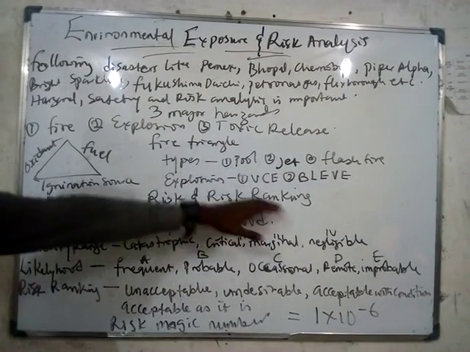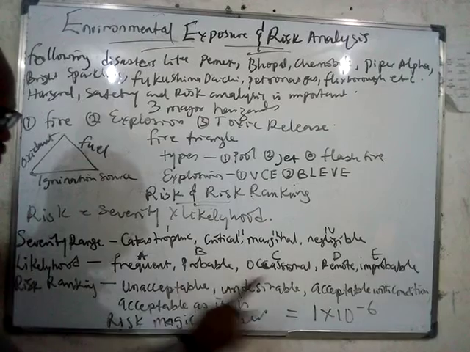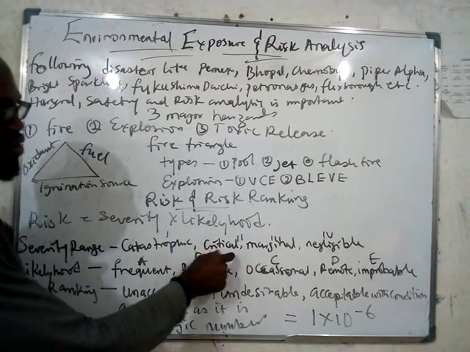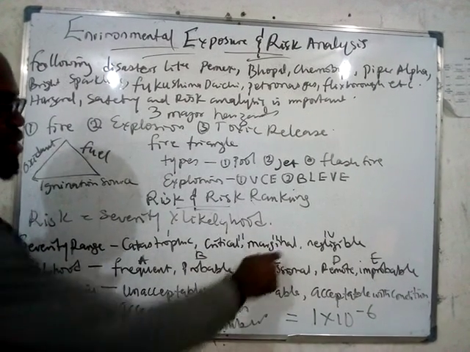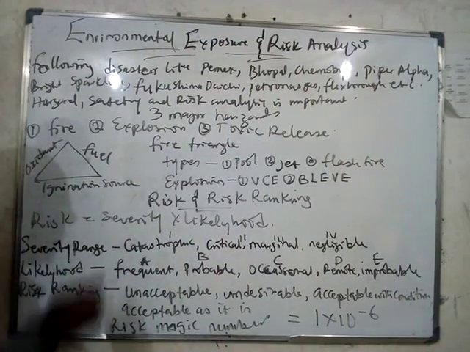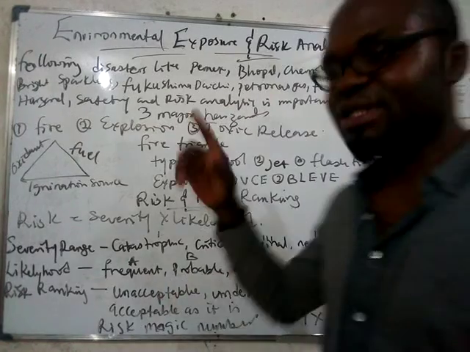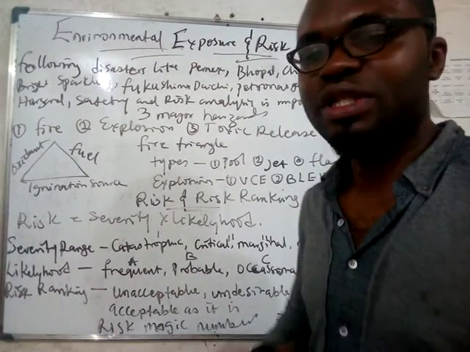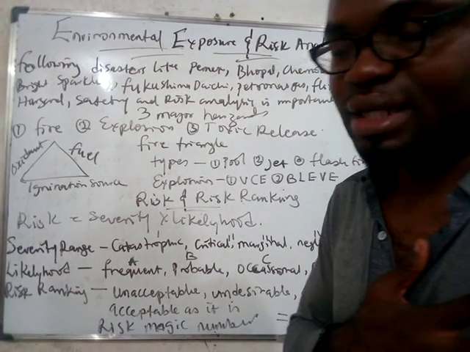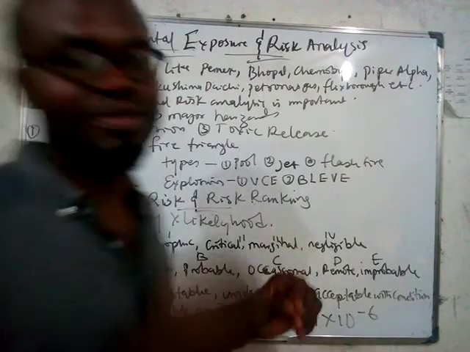And in risk ranking, you have the severity range, which ranges from catastrophic, which is 1, critical, 2, marginal, 3, and negligible, which is the least, 4. That is severity. What is the impact that it can cause? It can be very catastrophic. That means it can kill somebody and cause damages worth millions and billions. Critical, very bad, can lead to very bad body damage. Marginal, not so bad. Negligible, very little.